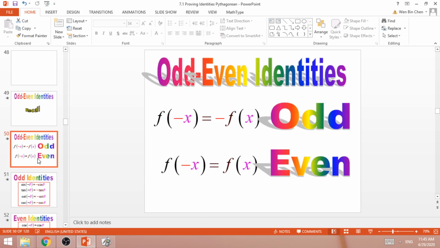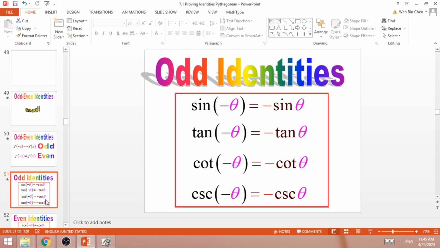Here's another thing you need to know: odd-even identities. If a function is odd, that means f of negative x is the same as negative f of x. If a function is even, that means f of negative x is the same as f of x. Here are the odd identities. Sine of negative theta is the same as negative sine theta. Tangent of negative theta is negative tangent theta. Cotangent of negative theta is the same as negative cotangent theta. And cosecant of negative theta is the same as negative cosecant of theta. So anytime I deal with sine, tangent, cotangent, cosecant, those are the odd functions.